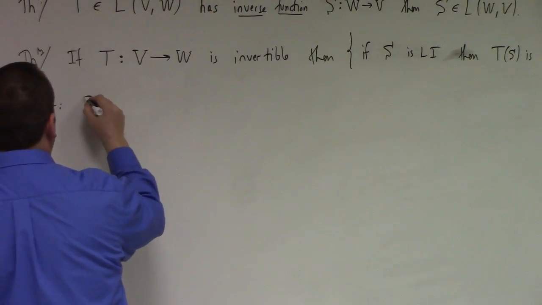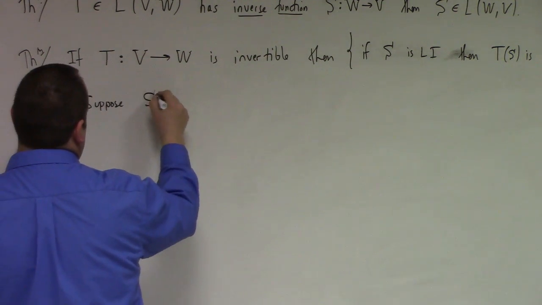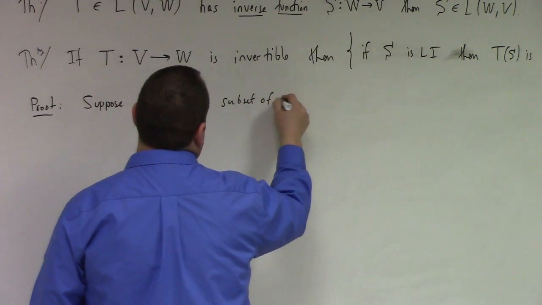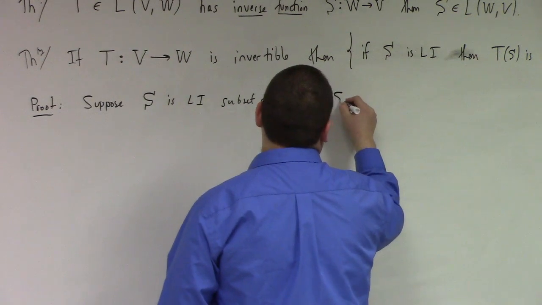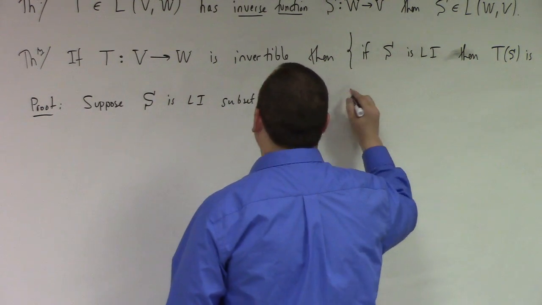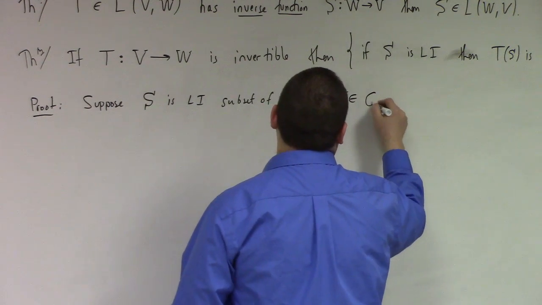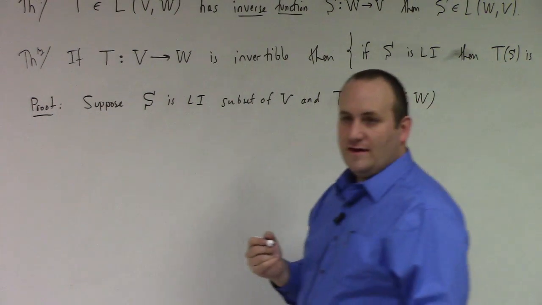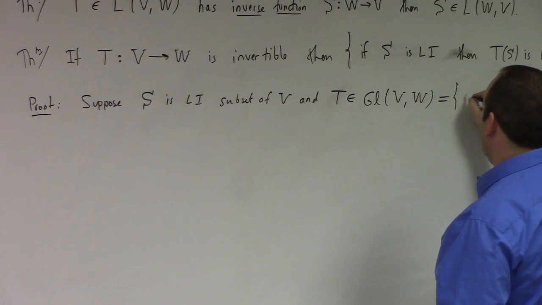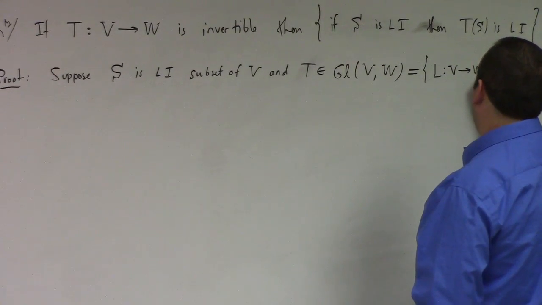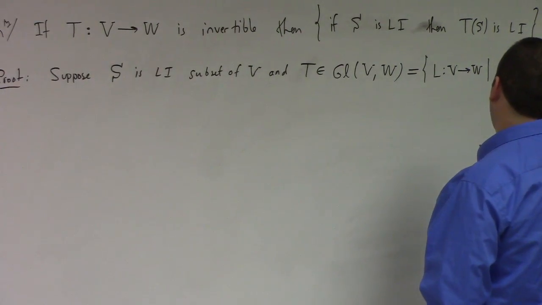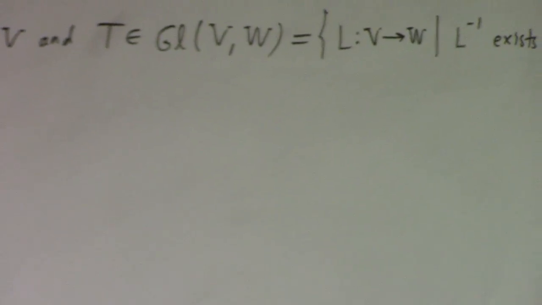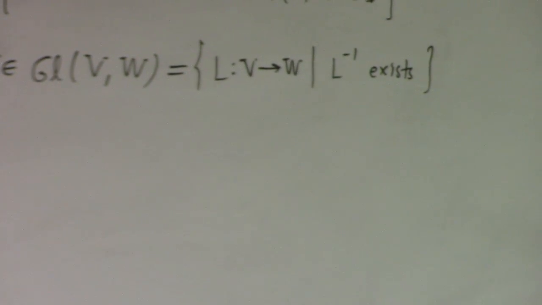Okay, so suppose S is a linearly independent subset of V, and T is an element of GL(V, W). Oopsie, I guess I should tell you what that is. This is linear transformations from V to W such that L inverse exists. In other words, it's the set of invertible linear transformations from V to W. Sorry, I do a lot of name calling in here.